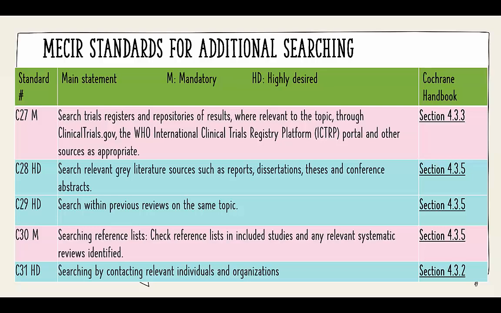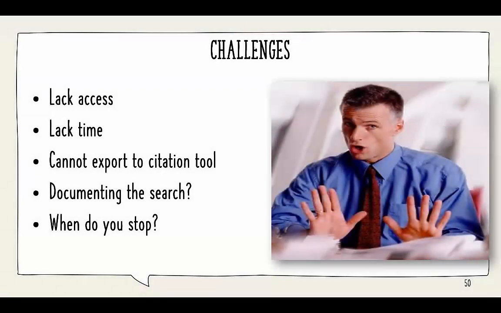Then there are two standards around looking at reference lists. I've always wondered about the difference between 29 and 30, as both of them do talk about looking at reference lists of previous reviews, but I found those two things to be extremely helpful. And then the last one is around contacting, sorry, not conducting, relevant individuals and organizations. Next time we'll go through each of these slowly and talk about some tips and places to search, and also share some stories and things I've learned along the way in these last several years.